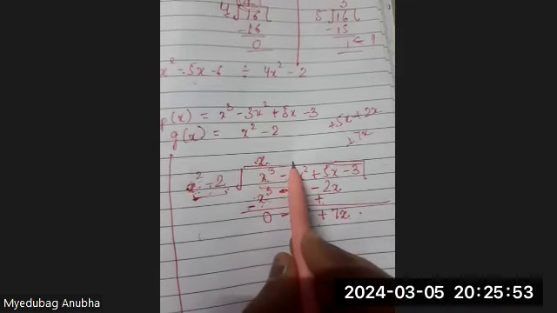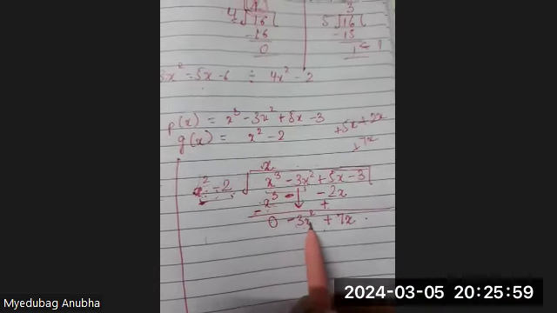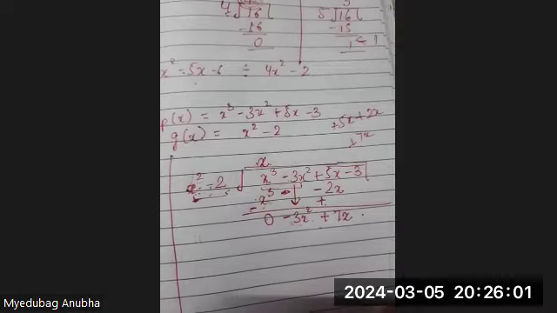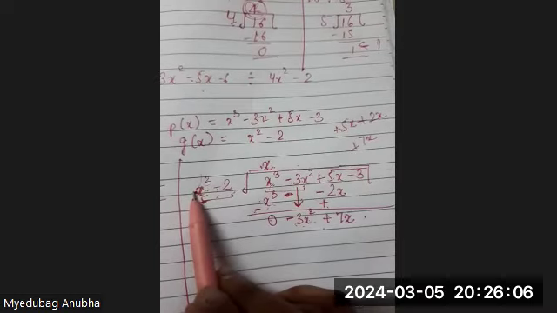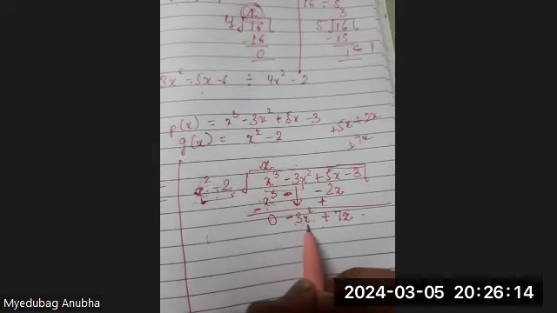So do we need to put any x here? No. Why no? Because this x square will be subtracted from this x square. Will there be any x remaining here? No. Now this is 1 here. If there is nothing in front, it means it is 1. So this is 1 and this is 3. So what will we put here? 1 times 3 is 3. So we are putting 3 here.